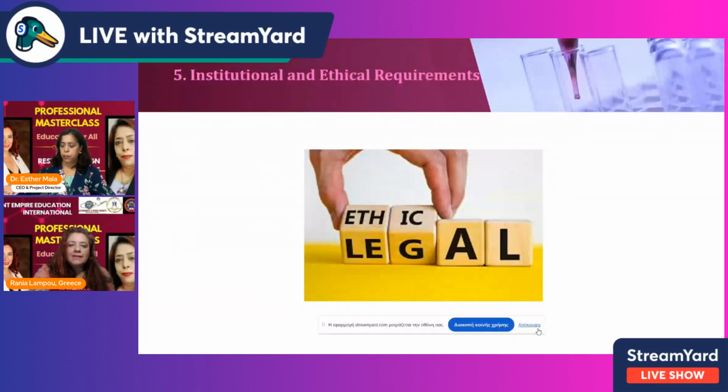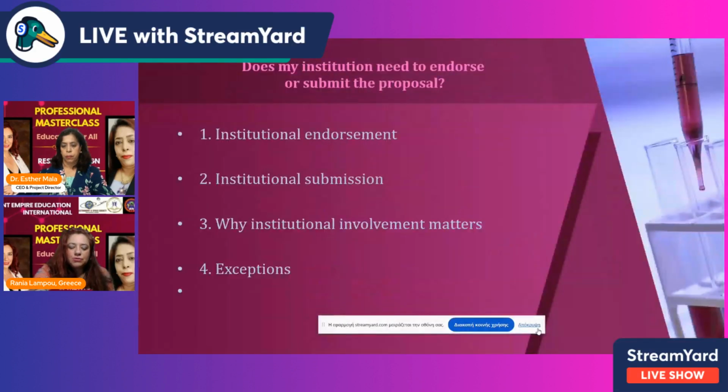Now, institutional and ethical requirements. Does my institution need to endorse or submit the proposal? So, yes, in most cases, your institution must endorse and submit the grant proposal. What it typically involves is an institutional endorsement. Most funders require a formal letter of support or approval from your institution. That could be a department chair, dean, or research office.